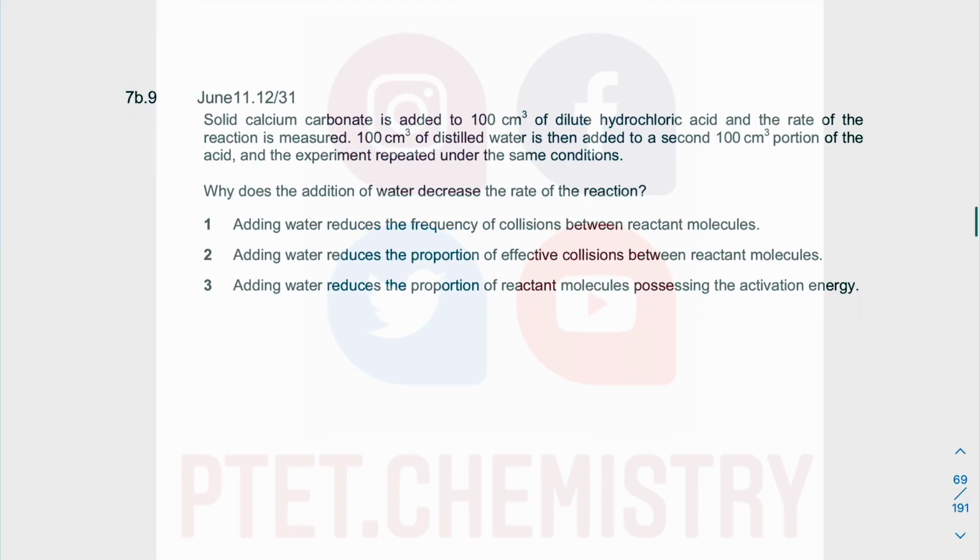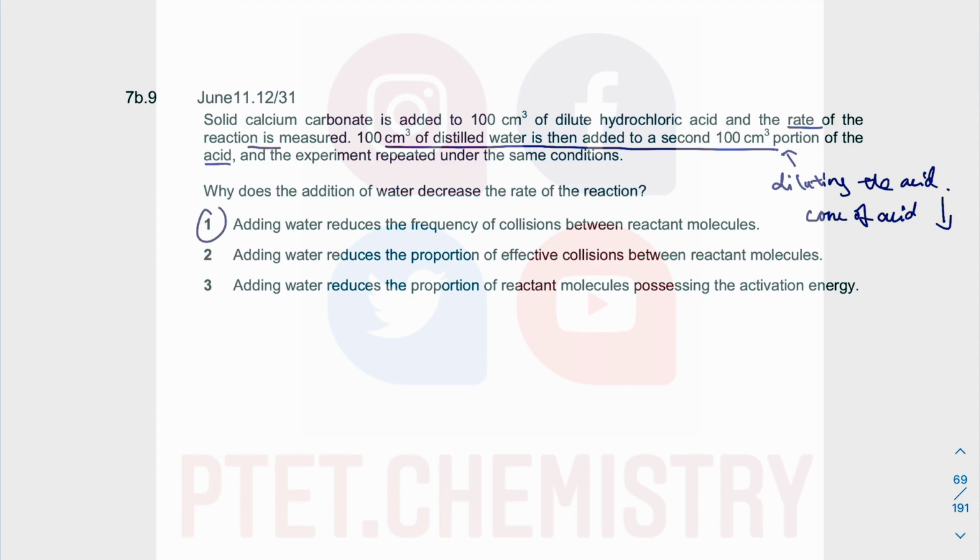In this next question, so we have this carbonate plus acid reaction, and you measure the rate of reaction. You have 100 cm of distilled water added to a second portion of the acid. So you are diluting the acid. When you dilute the acid, the concentration of acid decreases. So when we talk about concentration, when we change concentration, okay, we change the rate of reaction due to the collision frequency.